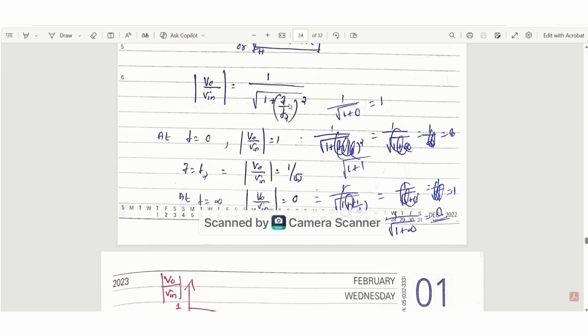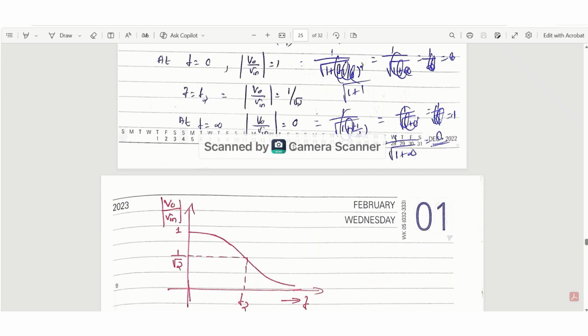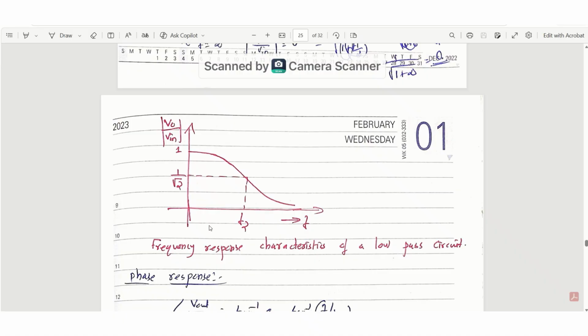At f equal to infinity, 1 plus infinity is infinity, and 1 divided by infinity becomes 0. So the gain becomes 1 at f equal to 0, at cutoff frequency f2 or fh the gain becomes 1 by root 2, and as f tends to infinity, the gain becomes 0. So we are getting the frequency response of low pass filter. Low frequency components are passed and high frequency components are attenuated.